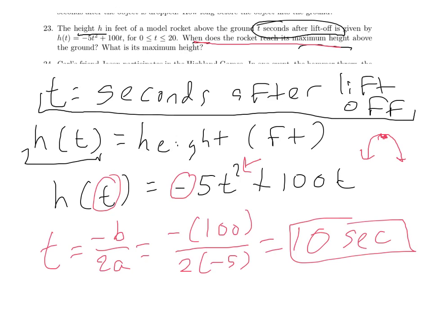Now it says, what is the maximum height? We just found when it reaches the maximum height, but we haven't answered the question of what that maximum height is. So what are we going to do with this 10? If you're listening to some viewers chiming in on Twitter, they're telling us to plug in 10 for t. So let's go ahead and do that. Let me get rid of some of these scribbles that I just made, so let's get a clean page here.